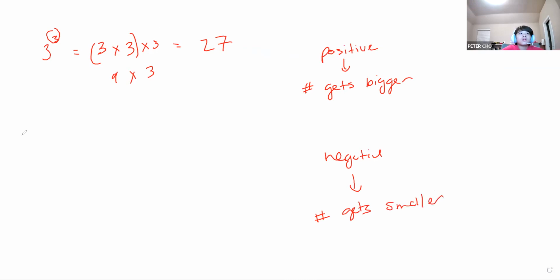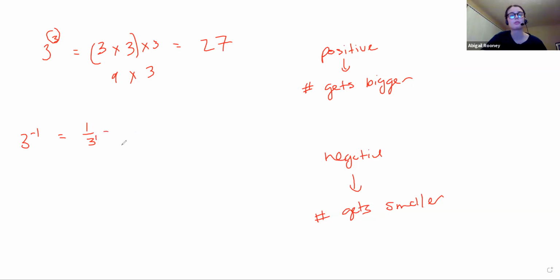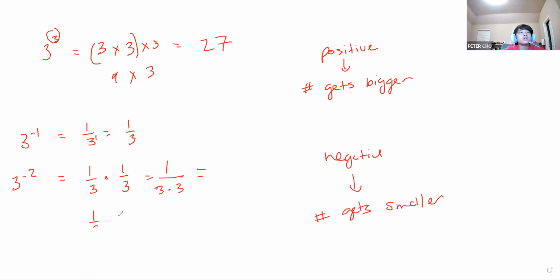Okay. So let's say we have 3 to the negative 1. That's 1/3, because we put 1 on the top and then 3 to the first power on the bottom. So this is 1 over 3. Okay. Let's say we have 3 to the negative 2. Well, now we're just doing 1/3 times 1/3. Or if we wanted to, we could rewrite this as 1 over 3 times 3. Both of these are the same. Okay, so what's 1/3 times 1/3? 1/3 times 1/3 is 1/9.